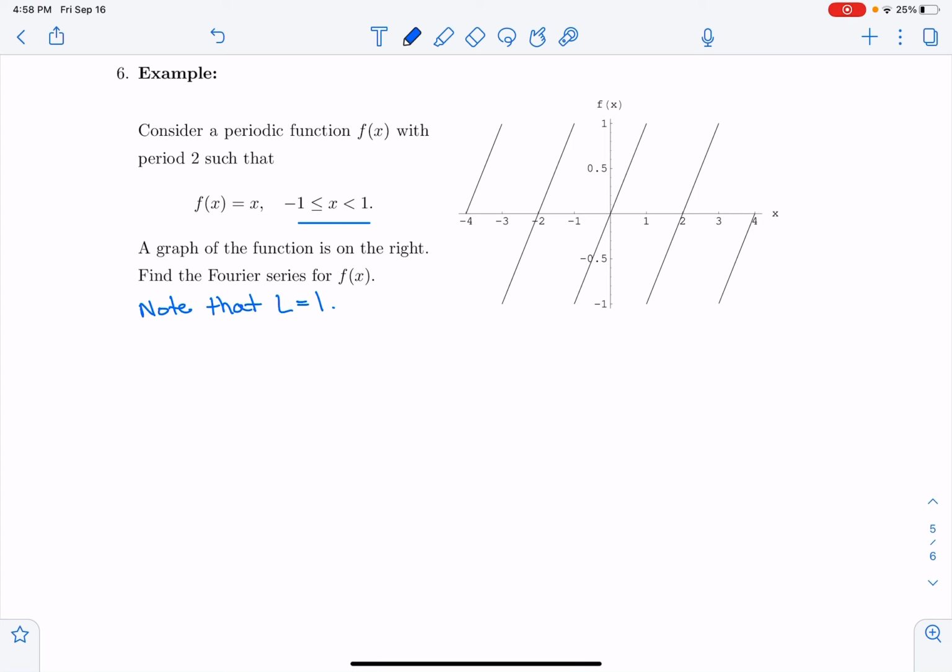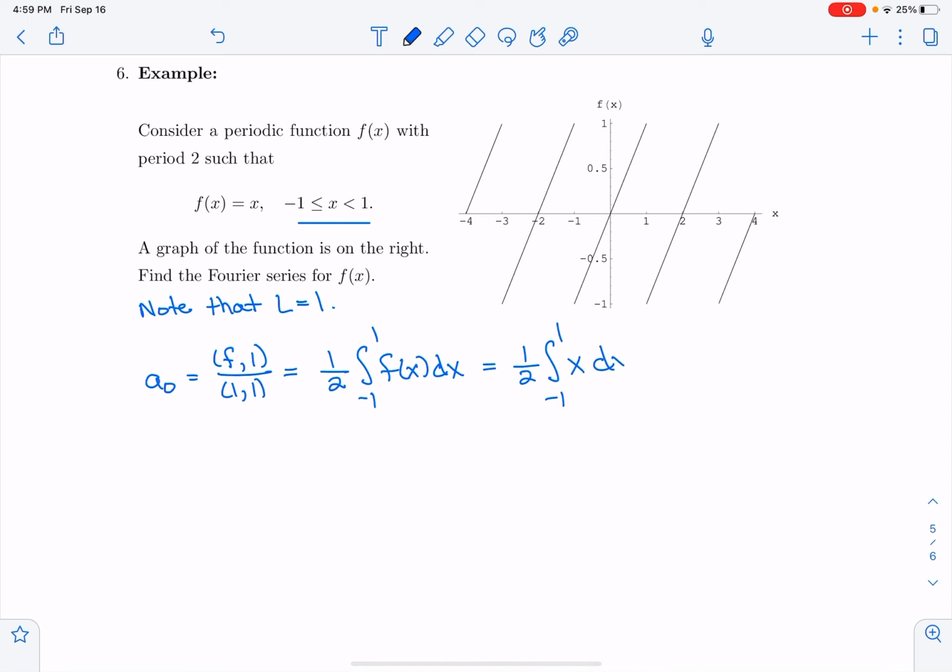So to find the first Fourier coefficient a0, we want to do the inner product of f with 1 divided by the inner product of 1 with itself. In this case, the inner product of 1 with itself is, of course, 2. And we want to integrate from -1 to 1 f of x dx, because that is the inner product of f of x with 1. So when I substitute in what f of x is between -1 and 1, I'm going to substitute in x. And I'm going to notice that x is an odd function. And because x is an odd function and I'm integrating over a symmetric interval from -1 to 1, I immediately see that that integral is 0.